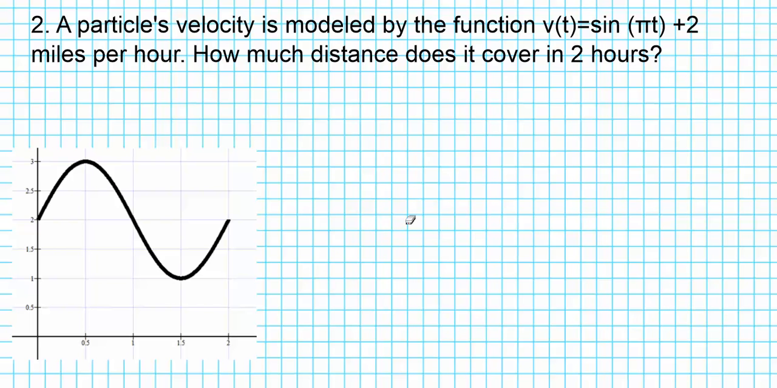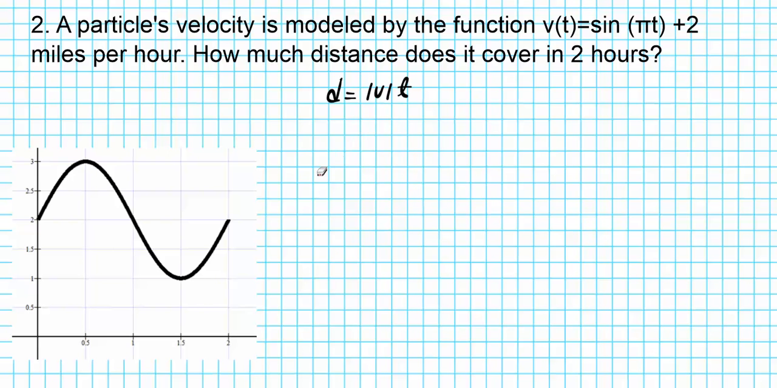Okay, now let's take a look at number 2. It says the particle's velocity is modeled by the function v of t equals sine pi t plus 2 miles per hour. Question: how much distance does it cover in 2 hours? So we knew before that distance is equal to velocity times time.